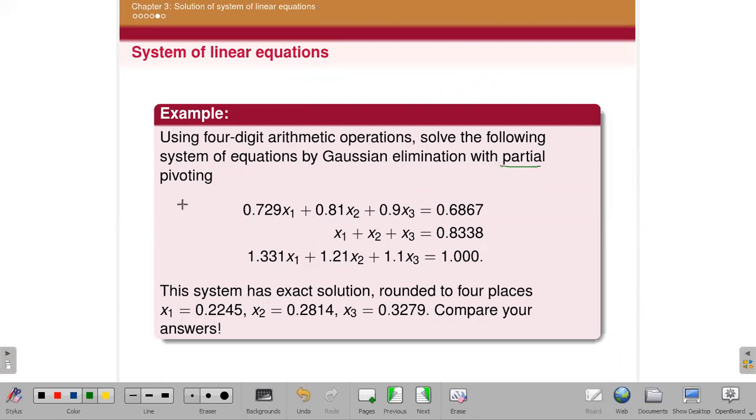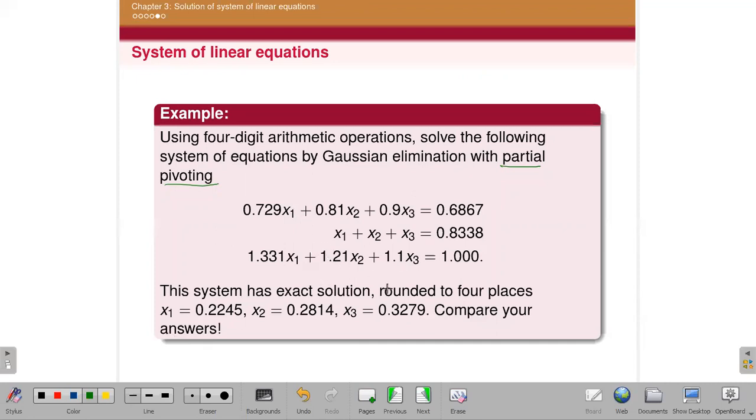Solve the following system of equations by using Gauss elimination with partial pivoting. So it is given in the question, you have to use partial pivoting. If it is just given that you use Gauss elimination, then simply use Gauss elimination, don't use any pivoting. But if it is mentioned in the question, Gauss elimination with partial pivoting or with scaled partial pivoting, then you have to do with that procedure only. So this is 3 equations in 3 unknowns. This system has an exact solution. The exact solution is also given, and compare your answers.